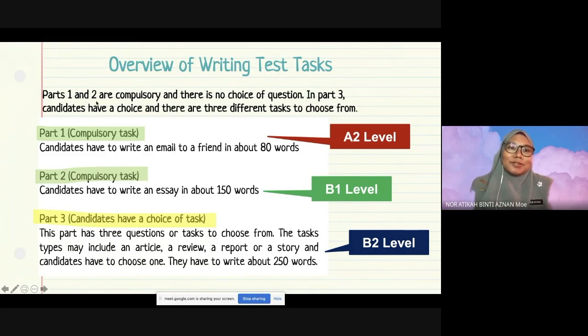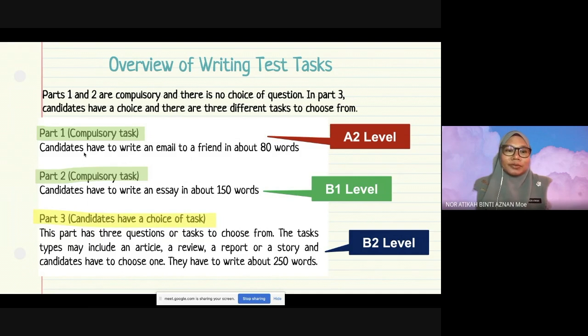Part 1 and part 2 are compulsory, and there is no choice of question. In part 3, candidates have a choice, and there are 3 different tasks to choose from. So for part 1 and part 2, it is a compulsory task, wajib untuk awak jawab, wajib untuk awak lunaskan. Candidates have to write an email to a friend in about 80 words, dalam 80 patah perkataan. This is A2 level, basic.